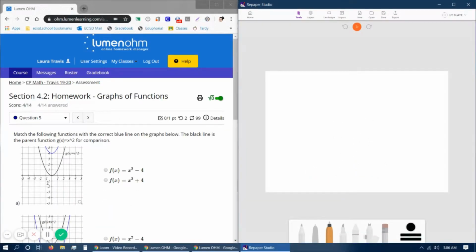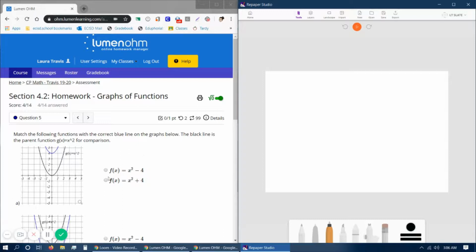Question 5 says match the following functions with the correct blue line on the graphs below. The black line is the parent function g of x equals x squared for comparison. Although these functions are quadratic functions and not linear, I can still find the y-intercept by looking at the constant number by itself in each function. In quadratic functions, the constant is referred to as the c value.